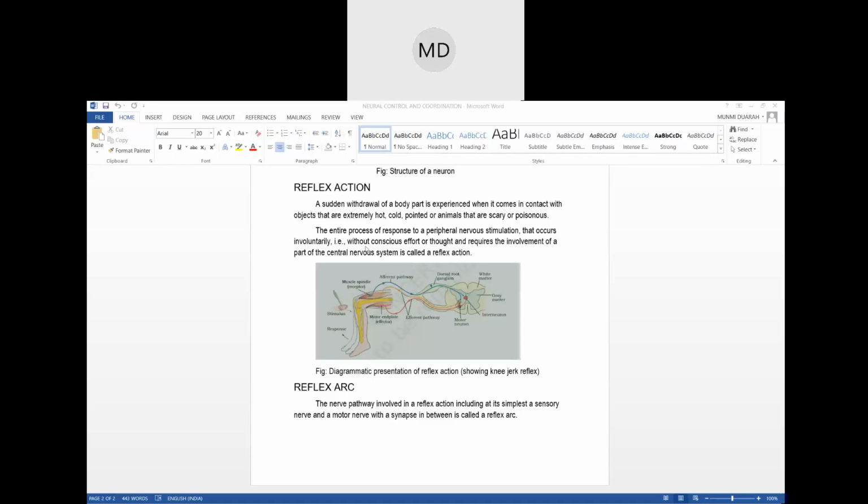Now what is a reflex arc? Reflex action, all of you have experienced in your whole life. You have seen it, and I hope you have understood it. Now, what is reflex arc?